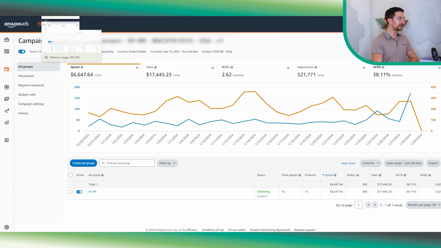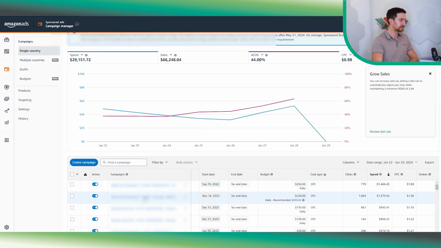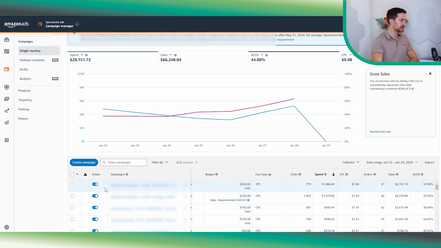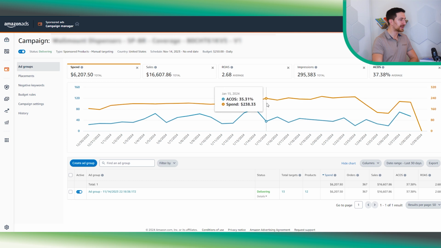I want to do it quickly for another campaign. So for the second, for this other campaign, let me open this campaign. Okay, again, same process. I'm going to check, do we have a clear naming structure? Yes, perfect. Do we have only one ad group? Yes, perfect.